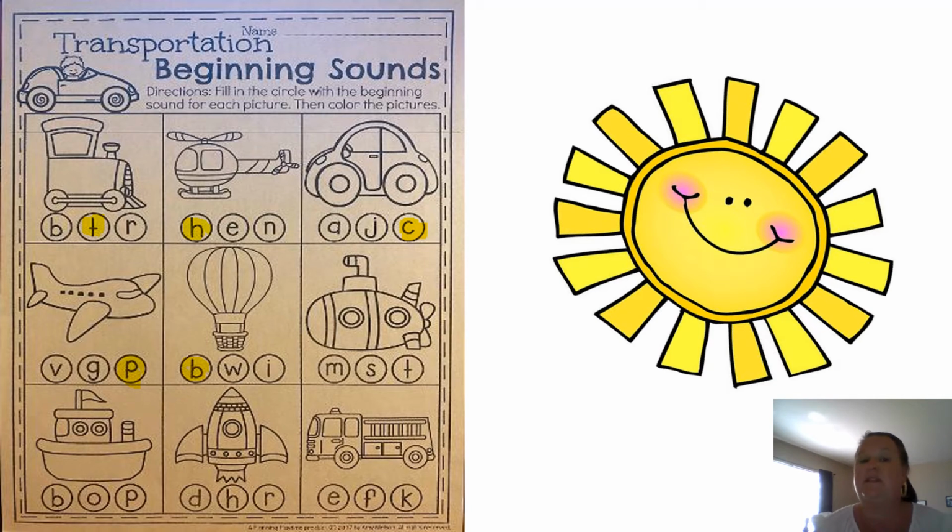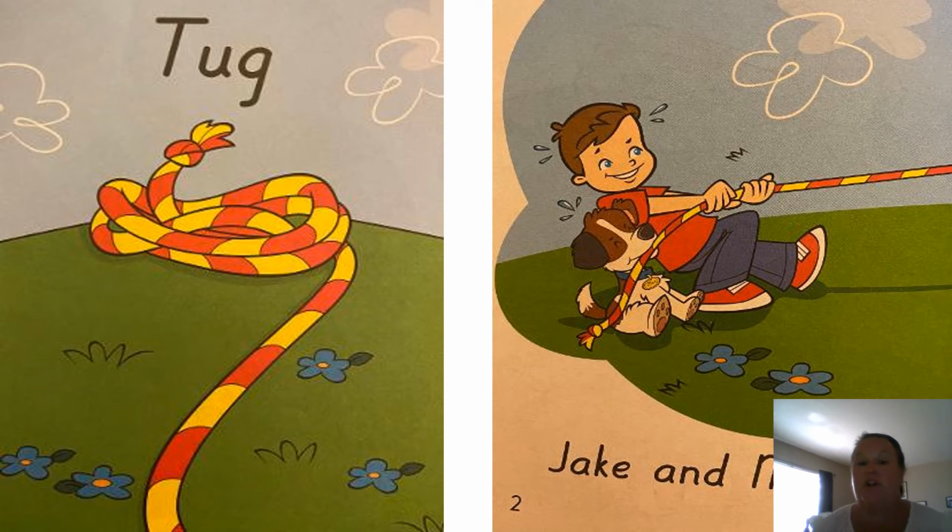This is a submarine. Submarine. What letter says s? It's S. Okay. The next picture is a picture of a boat. Boat. B says boat. Okay. The next picture, what is that? It's a rocket. And rocket starts with R. And then the last picture is a fire truck. And fire truck starts with F.